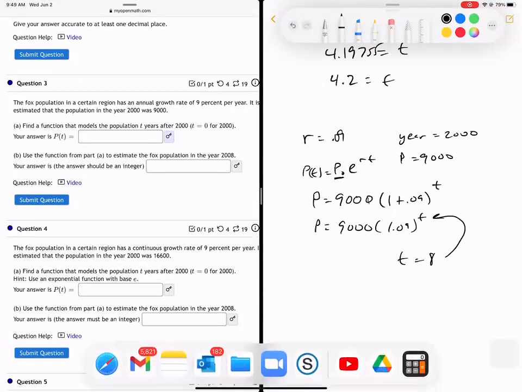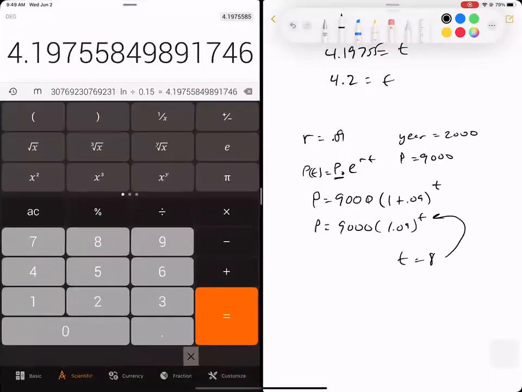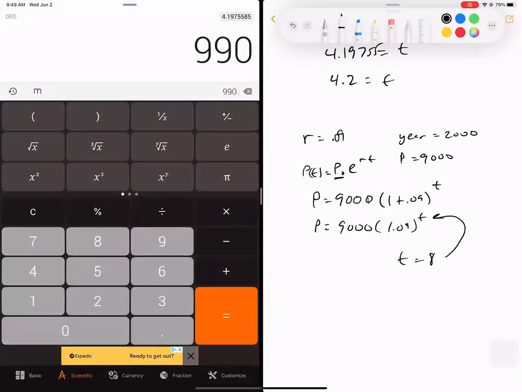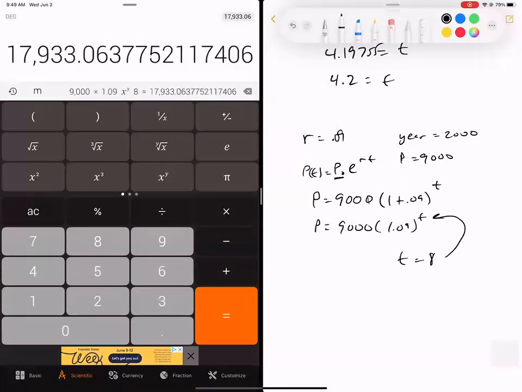Just so you guys can have this on your video, we're going to take 9,000 and we're going to multiply this by. Now on my calculator, I have to type things in an awkward way. So I'm going to type 1.09. Oops, darn it, that didn't work out. 1.09. I'm going to take this to the x^y of 8 and then mix it all together. So after 8 years, the fox population is going to balloon. 2008 is going to be 17,933.